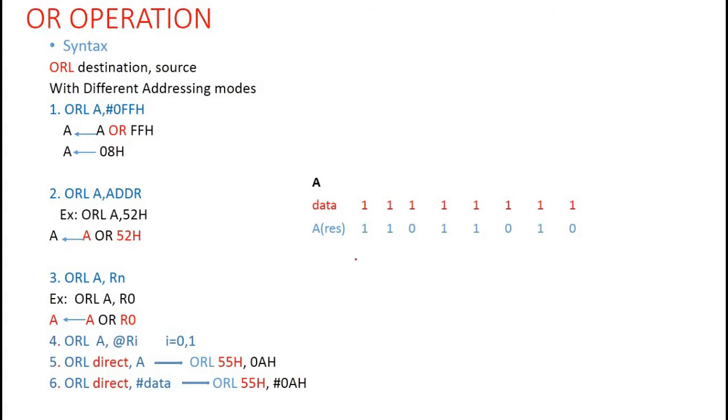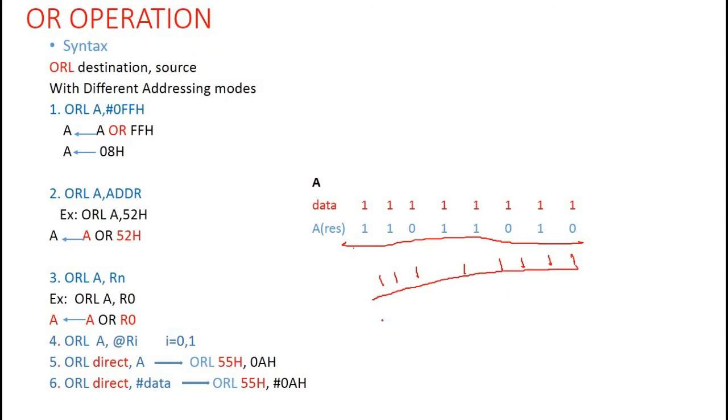Now I will take the data as FFH, and the accumulator content is how much? It is CH, where 12 is C, and this one is 10, which means A, right? Now we'll do the OR operation between these. In the OR operation, we know that if any one of the inputs is 1, then the output will be 1. So we get 11111111.